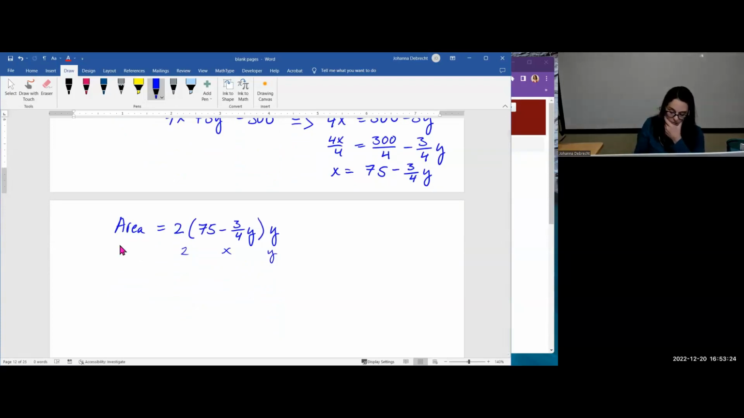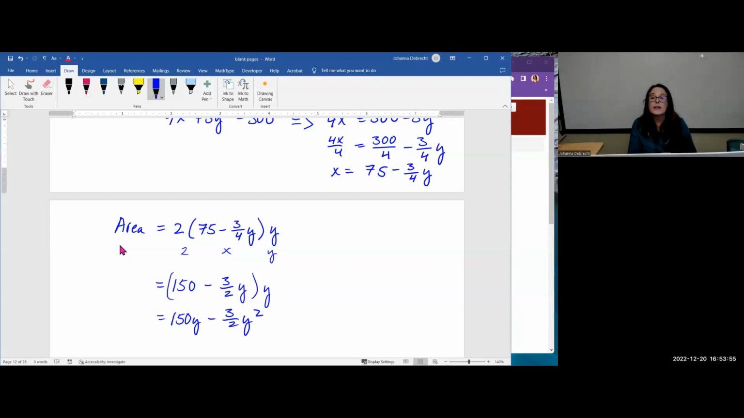So now let's go ahead and multiply it out. So this will give me 150. And then the 2 and the 4 would reduce. So I would still have minus 3 halves. And what about this y at the back? Well, I haven't distributed the y yet. So let's distribute. It looks weird at the back, but it works. It's the same thing. So it's going to give me 150y minus 3 halves y squared. Aha. All right.